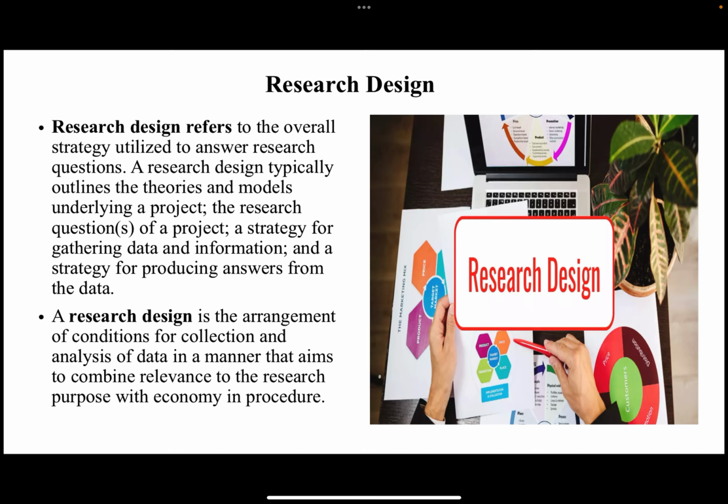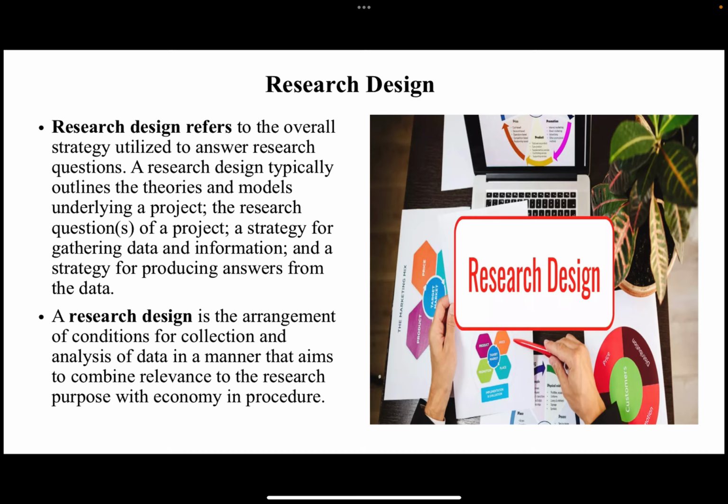Now let's begin with experimental research designs. When we say experimental research design, what does it mean? An experimental research design is a study design in which the researcher actively intervenes by assigning participants to one or more groups and controls the exposure or treatment to examine its effects on an outcome.